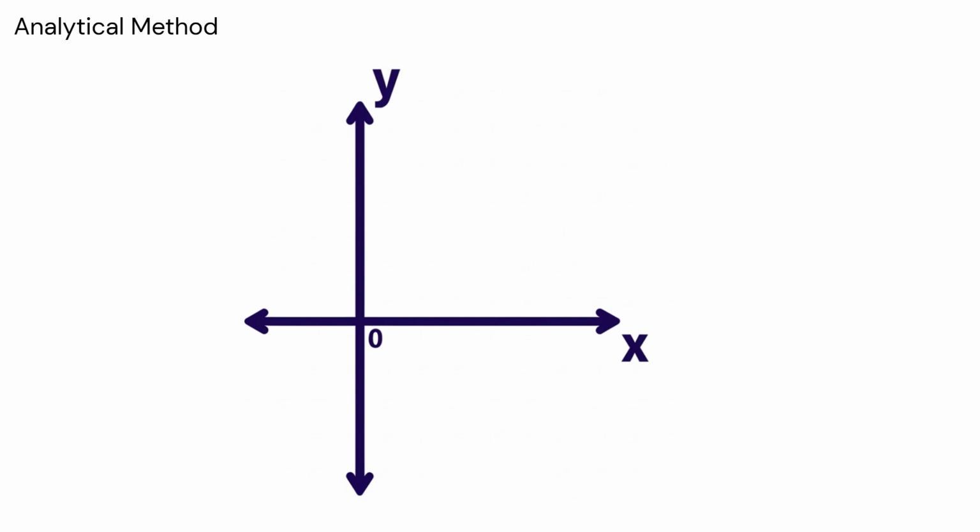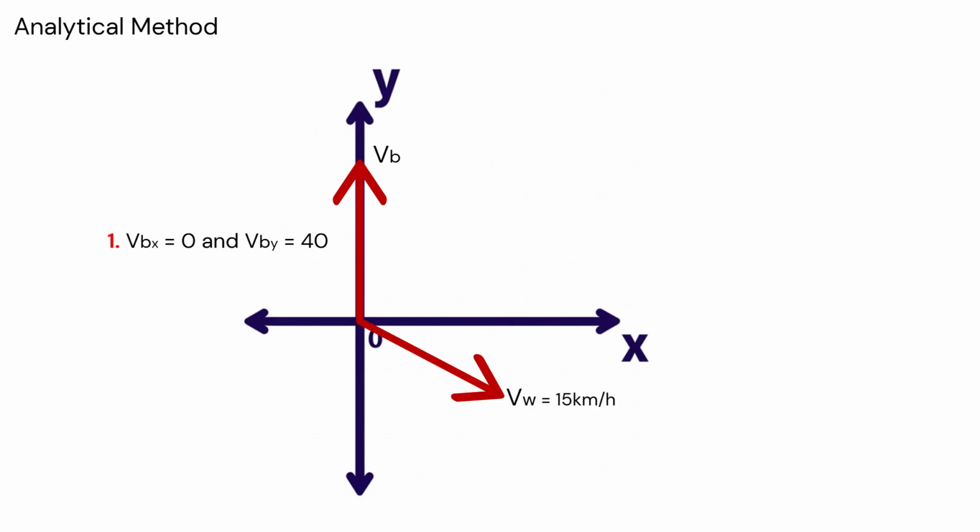The boat is moving in positive y direction only, so the velocity components along x and y axis can be represented as vbx equals 0 and vby equals 40. And velocity of water current equals 15 kilometers per hour at an angle of 60 degrees east of south. Let's resolve the velocity of water current into x and y components and call them vwx and vwy.